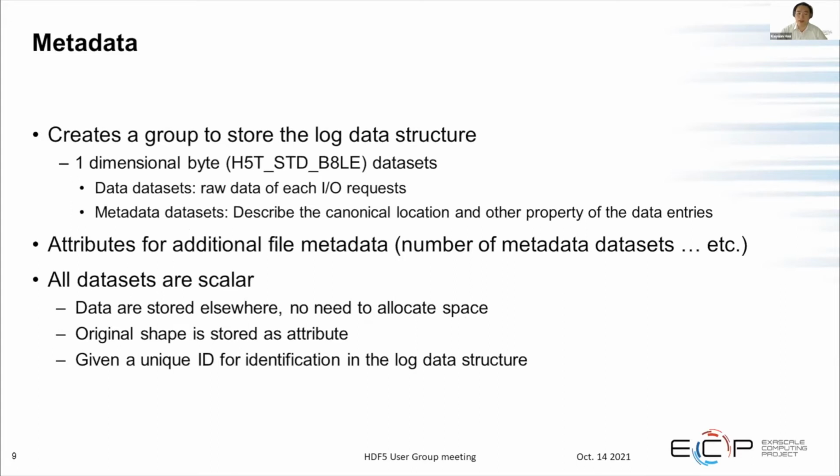The log VOL creates a group to store the log data structure. Inside the group are several byte-typed datasets, some for log data and some for log metadata. Additional metadata are also stored as file attributes. For all user datasets, the log VOL creates them as scalar datasets, with the original shape stored as a dataset attribute. It prevents the native VOL from allocating space for the dataset. Datasets are also assigned a unique ID within the file, so they can be referred to in the log metadata.